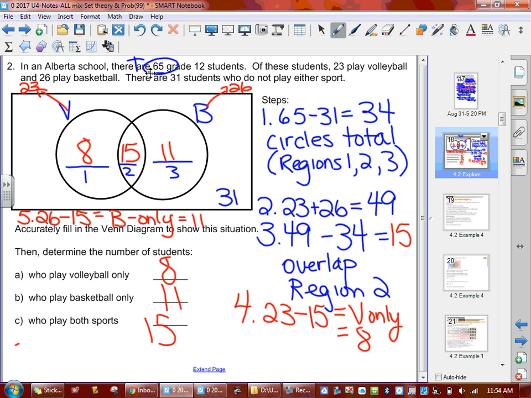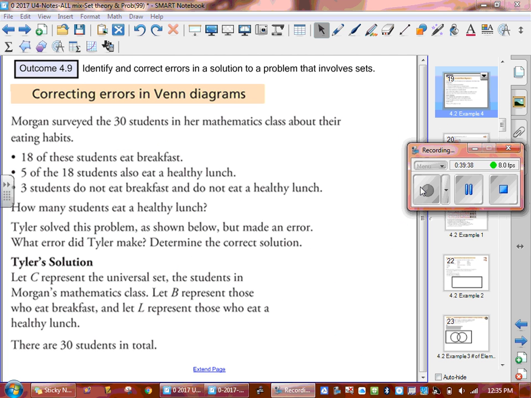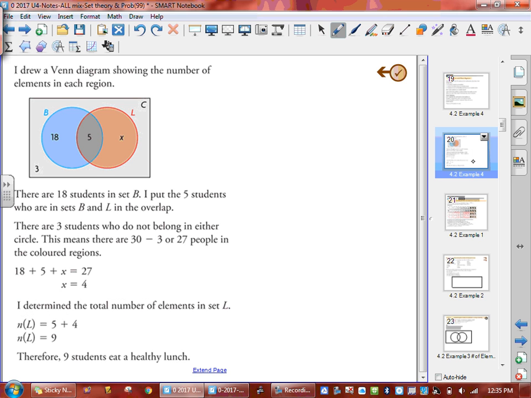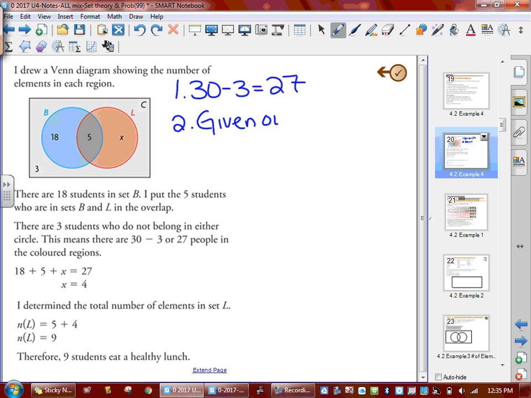Okay, you've had a few minutes. Let's take a look and see what you found for an error. The very first thing we have to do is make sure that we solve the question ourselves. So let's do all of our steps. Step 1 is to take our total and subtract the outlier. That gives us our circle total of 27. Now that we are given the overlap of 5, we find B only by going 18 subtract 5 to give you 13. So that's where the error is.